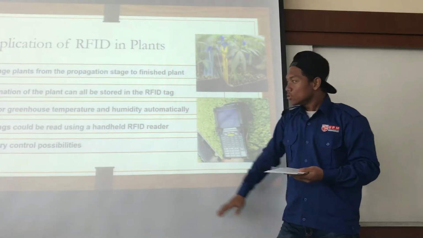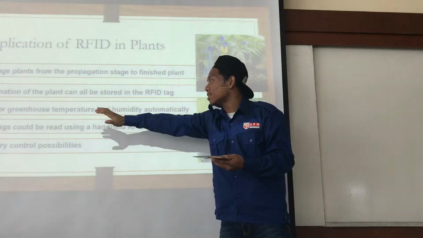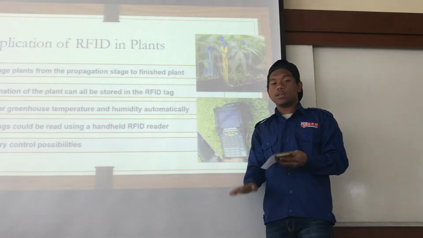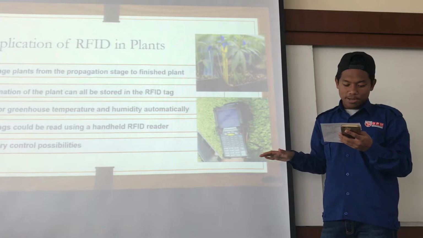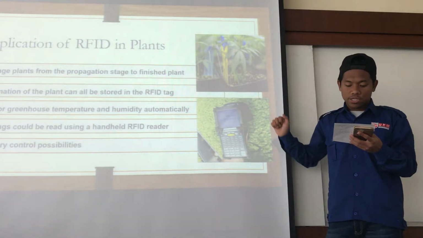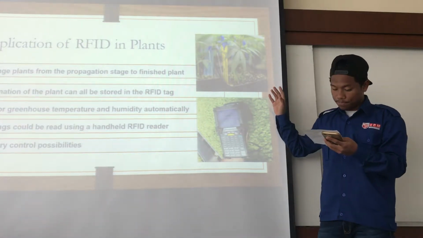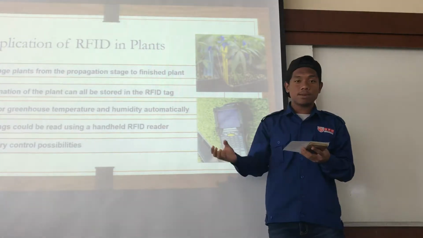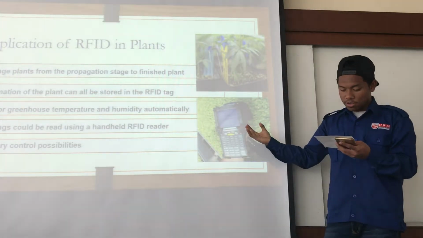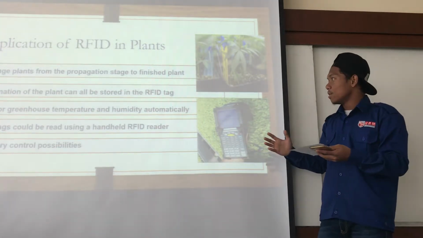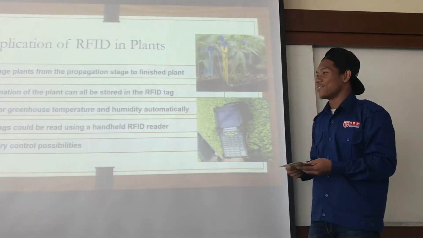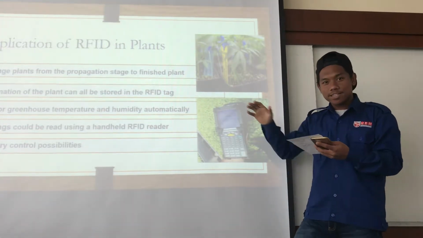Next, we can monitor greenhouse temperature and humidity automatically. So we can control the greenhouse temperature and humidity of our plants. RFID has its system to control this temperature and the system of our plants. That's the application.